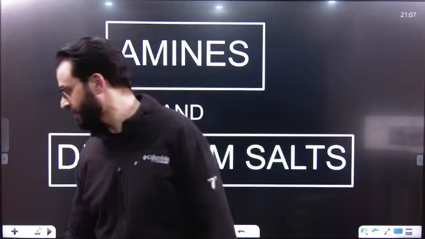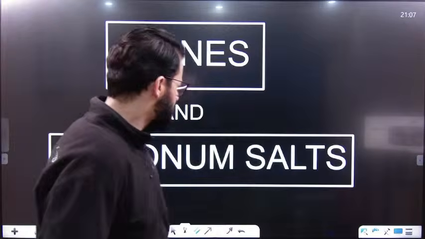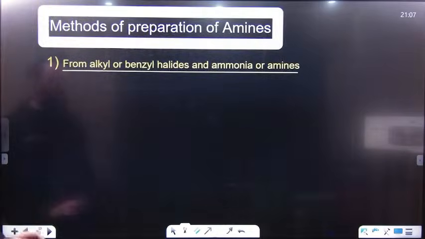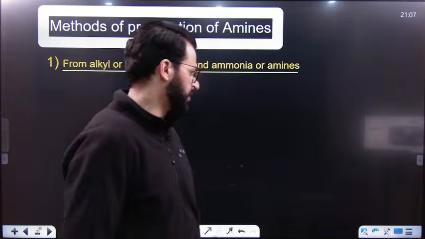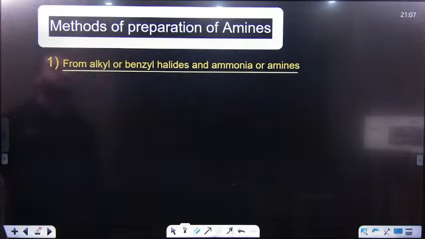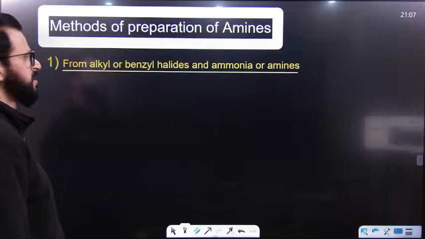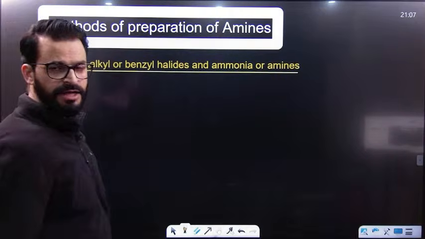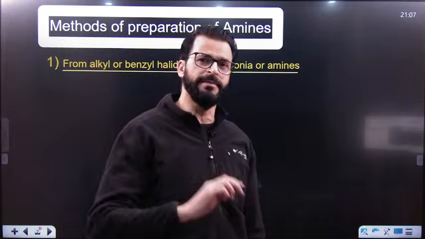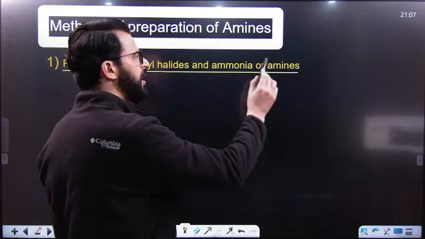Okay, so without wasting much more time, let's get going. Let's start amines first, and after that we will start diazonium salts as well. Now, here are the methods of preparation of amines. First preparation is from alkyl or benzyl halides by reacting alkyl or benzyl halides with ammonia or amines.